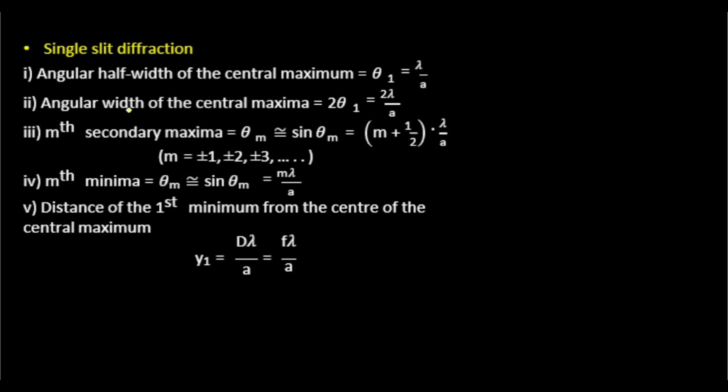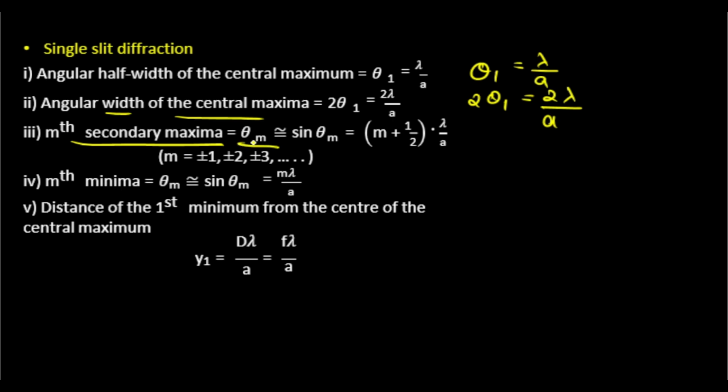Now, single slit diffraction. The angular half width of the central maxima is theta 1 equals lambda by a. The angular width of the central maxima is 2 theta 1 equals 2 lambda by a. For the mth secondary maxima, theta m is nearly equal to sine theta m, which is (m plus 1 by 2) into lambda by a, where m is plus or minus and so on. For the mth minima, sine theta m is equal to m lambda by a.